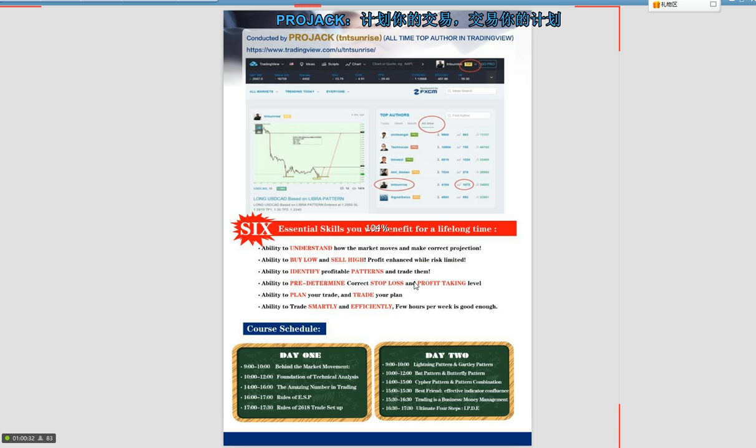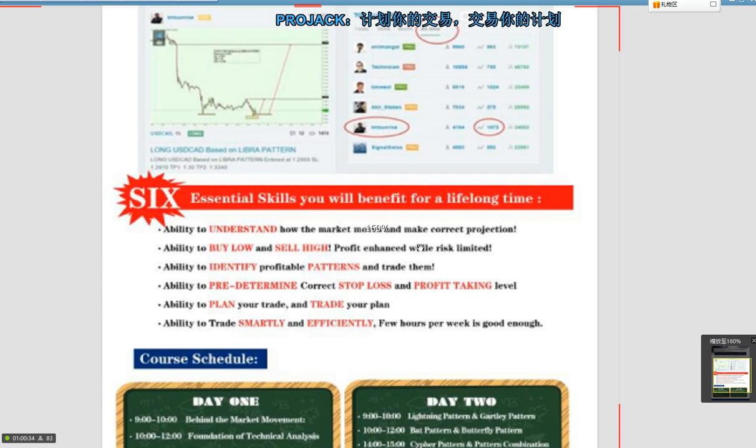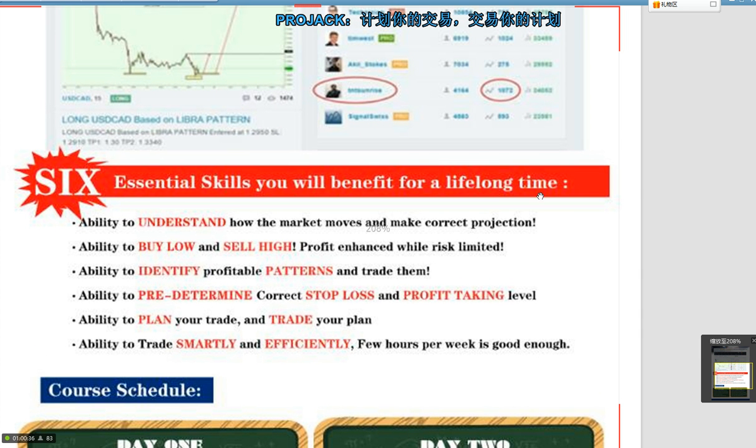I want to teach you these six essential skills for a lifetime. Be able to understand how the market moves and make the correct projection. Be able to buy low and sell high. Be able to identify profitable patterns, like structures and harmonic patterns. Be able to predetermine the stop loss level, so you're very sure that if you're stopped, you have to get out. And if you want to take profit, you take profit at that specific level.